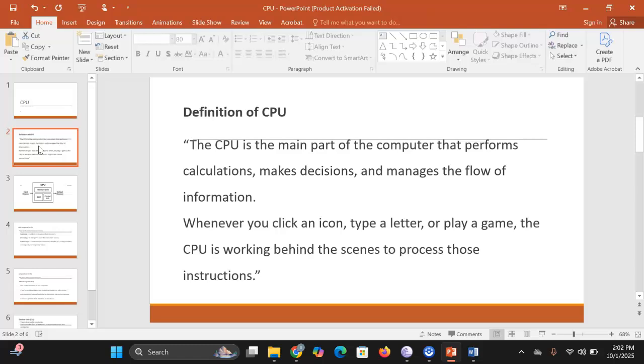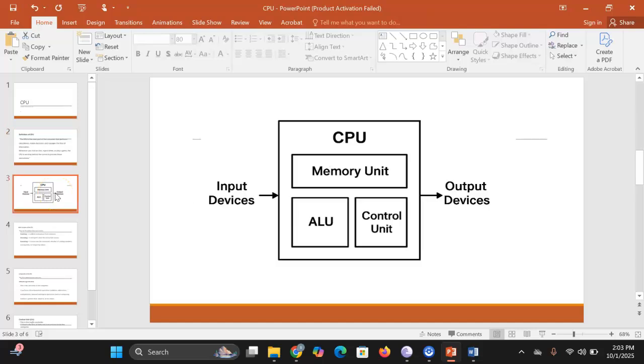For your computer to do something, the CPU is involved. For a decision to be made in your computer, the CPU is involved. So whenever you click on an icon or you type a letter or play a game, usually the CPU is working behind the scenes to process those instructions to do whatever you want it to do.